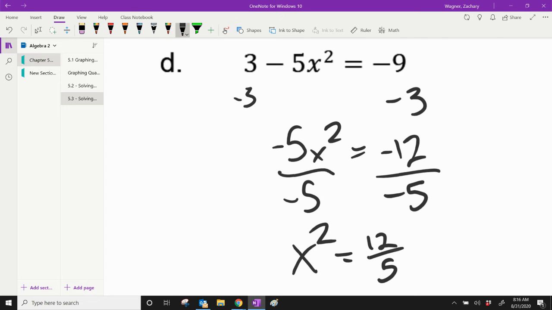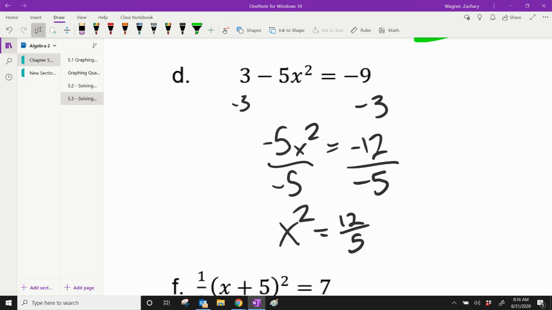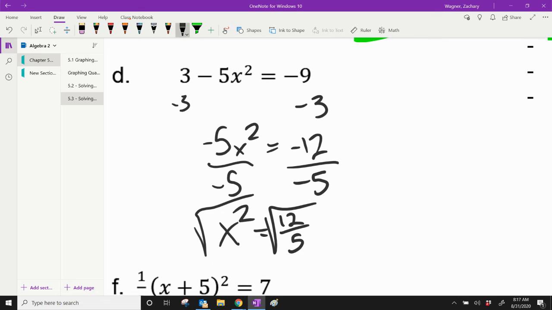This is a fraction. In this class, for this section of the unit, do not reduce these fractions, just leave them as is. Do not give me 2.4. Please leave it as is. When you square root both sides, you're going to be left with just that. X is equal to the positive and negative version of the square root of 12/5.